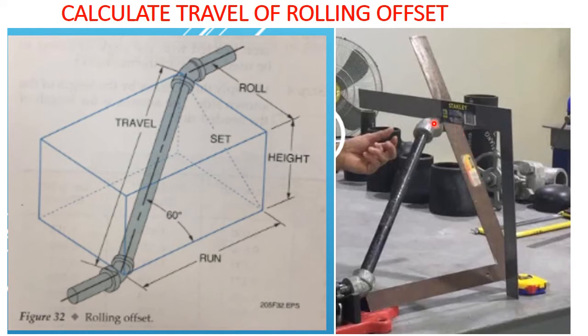Now from center of the elbow to center of another elbow, this position from here to here is called travel. Now I will make you understand how to calculate rolling offset.